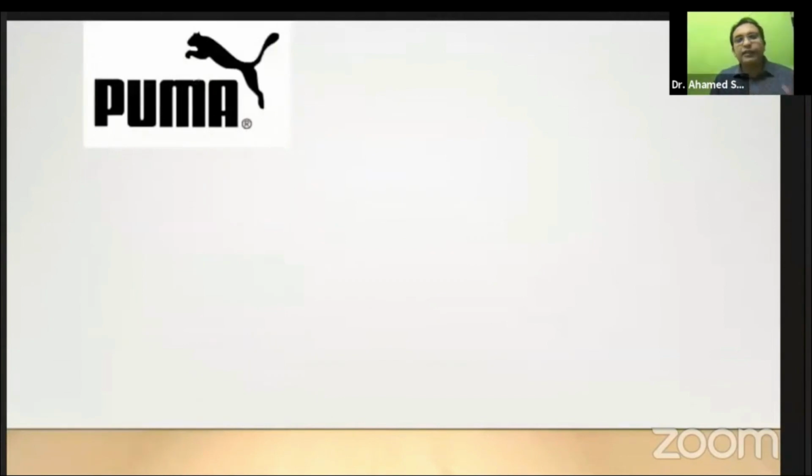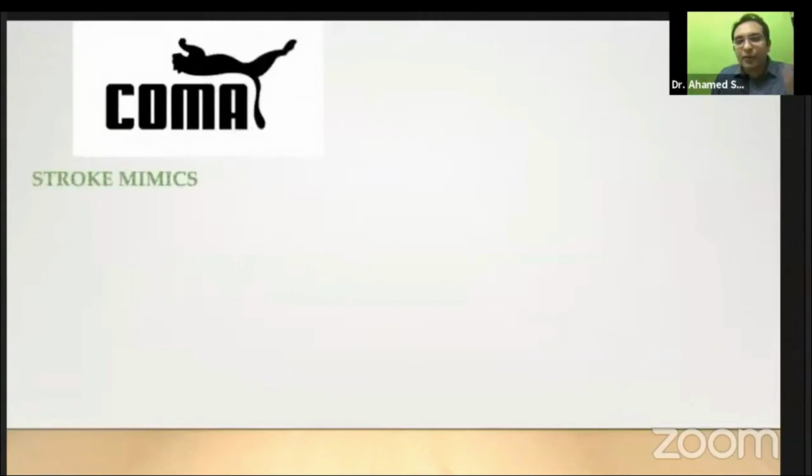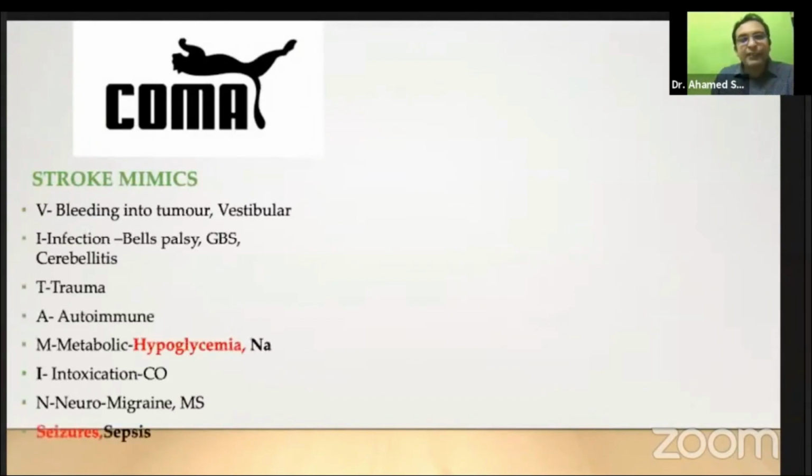So actually, if you go and try to buy Puma shoes, and you are not that careful, you may end up with even coma shoes, or a coma pattern. So that is regarding stroke mimics. The stroke mimics actually are things which trick us into thinking that it's a stroke. And as you know, stroke is an emergency, and for a patient presenting to the casualty with features of stroke, we don't have much time to rule out whether it's an actual stroke or not.